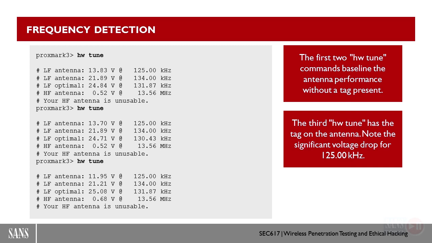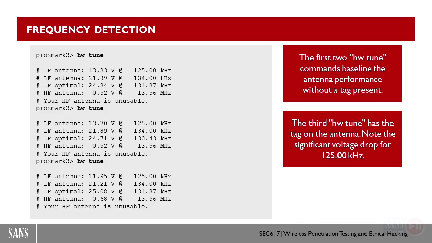So let's go down the road of figuring out what the technologies are in use on this card, because maybe we need to figure out where we can present it, and or it might be valuable for us to clone it to be able to get access for other users as well. We can use the Proxmark with the card presented to the device to determine which type of energy it is drawing to power the card using the hardware tune command. Okay. So take a couple of baselines of reading the antennas without a card present. The first two examples are the baselines.